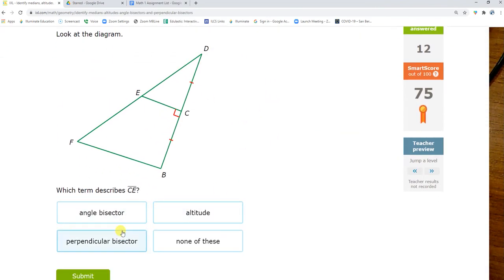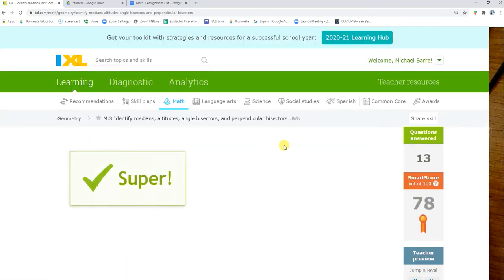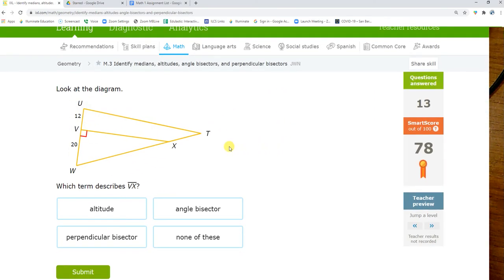Perpendicular bisector. This feels like a nothing. It's perpendicular, but it's not bisecting. It's not an altitude because it's not coming off of a vertex. It feels like a nothing.